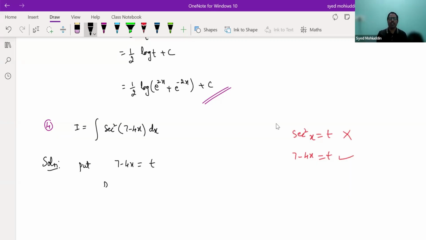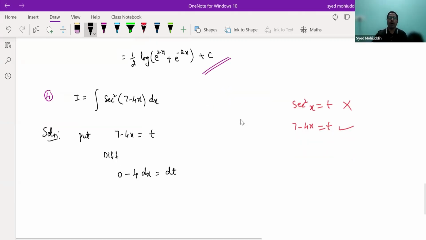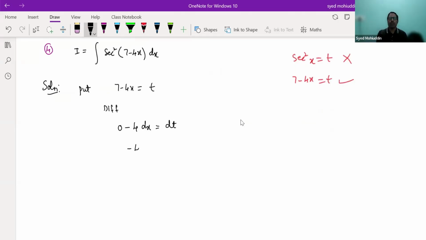So therefore put the value of 7 minus 4x equals to t. Let us try to differentiate this one. 7 is a constant, its derivative will be 0, minus 4 times the derivative of x will be dx, is equals to dt. Ignoring that 0 value, minus 4 dx equals dt. I want only dx, so it is dt by, cross multiply that 4, divided by minus 4. So dx value will be dt by minus 4.